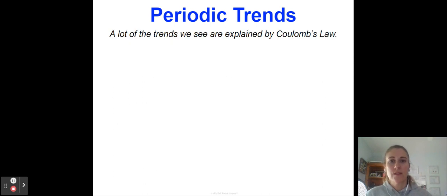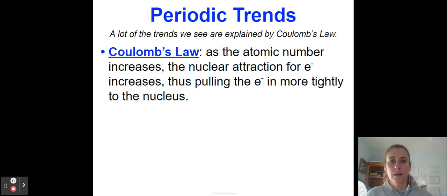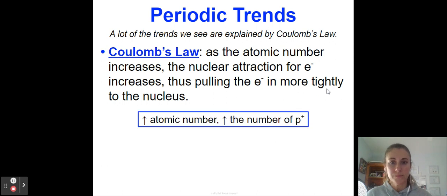So a lot of trends we see are explained by Coulomb's law. What Coulomb's law is, as the atomic number increases, the nuclear attraction for electrons increases, thus pulling the electrons in more tightly to the nucleus. So increased atomic number equals increased proton number.